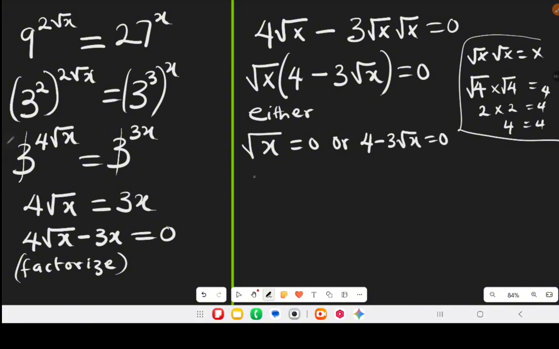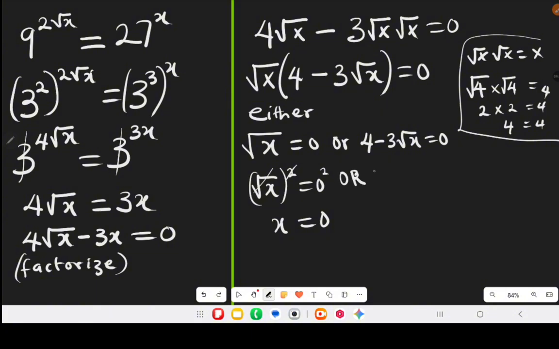Then we can square both sides here to remove the square root, which is root x all squared equals 0 squared. The square and square root cancel, left with x equals 0 squared, which gives us 0. So this is the first solution.